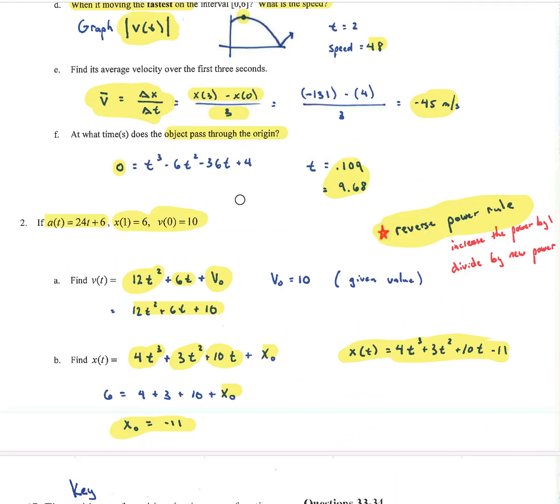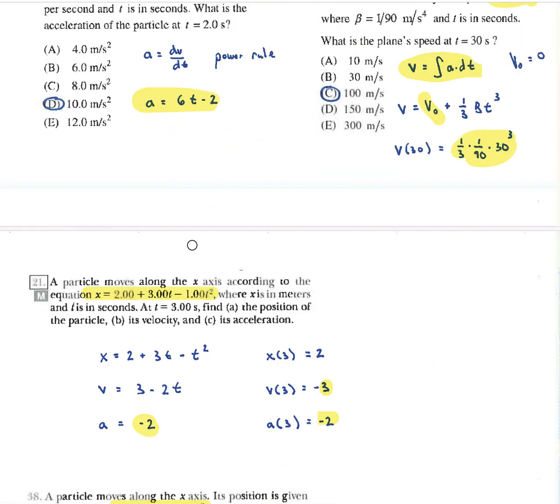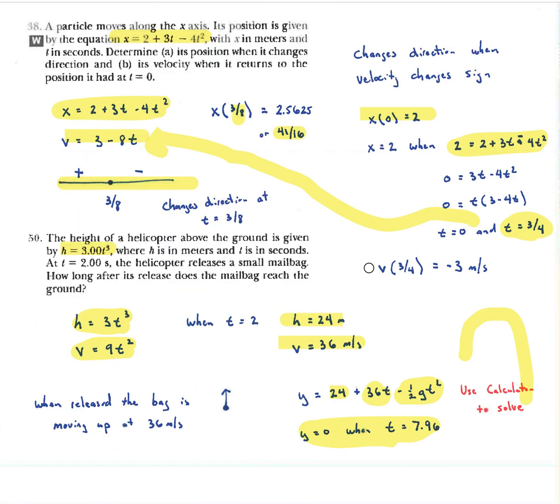Look at down here. Same thing. Acceleration was linear. Velocity became quadratic. Position became cubic. Look even down here at the helicopter one. Position was cubic, velocity was quadratic. If I wanted to find the acceleration, it would have been 18t, linear. That will always be true, and hopefully it's easy to see those patterns.